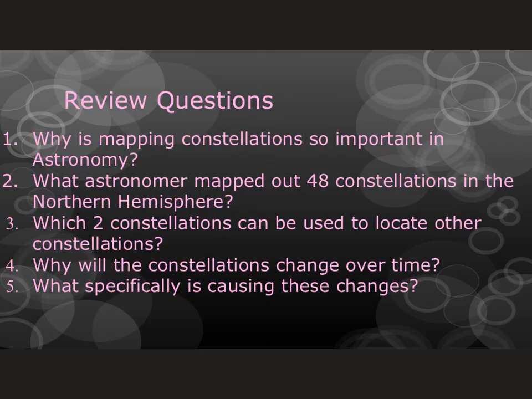Okay, so why is mapping constellations so important in astronomy? Why have human beings used them in the past? How are we going to use them in the future? How do we use them now? What astronomer mapped about 48 constellations in the northern hemisphere? You're going to want to know that. Which 2 constellations can be used to locate other constellations? And why will the constellations change over time? What specifically is causing these changes? So make sure you know these questions. If you're not able to answer these, go back and watch again.